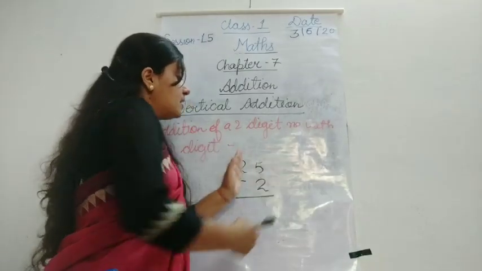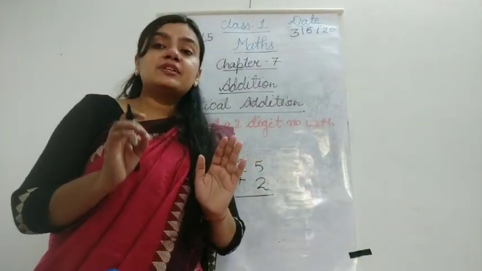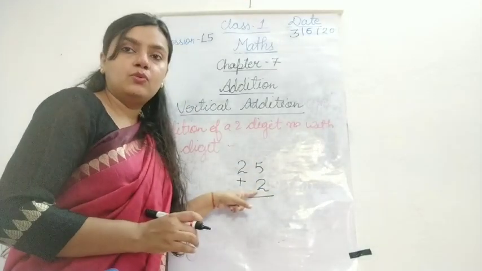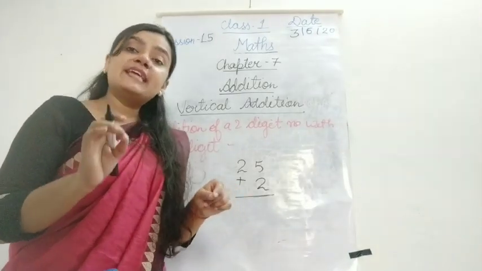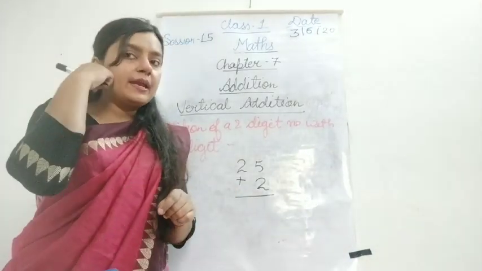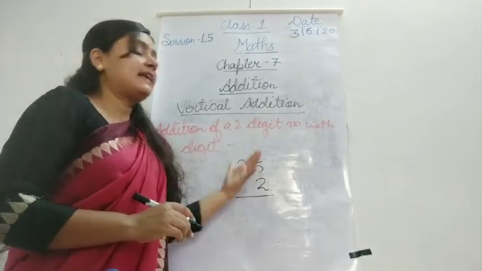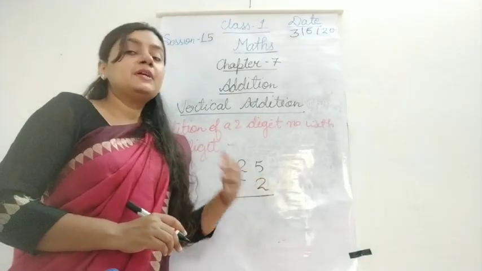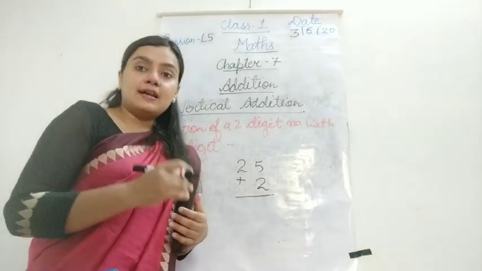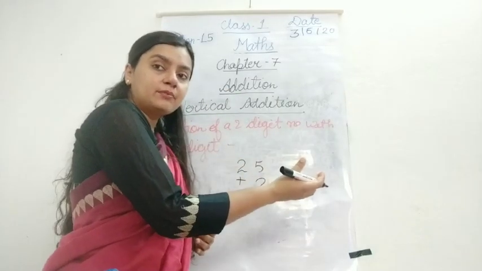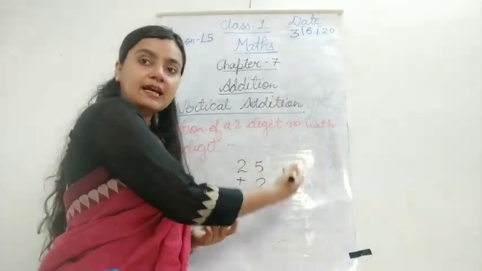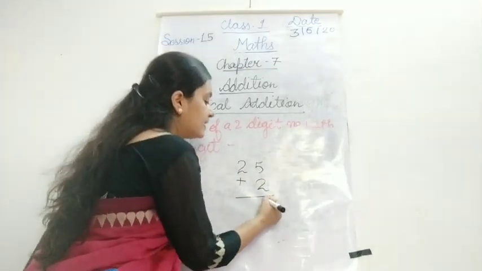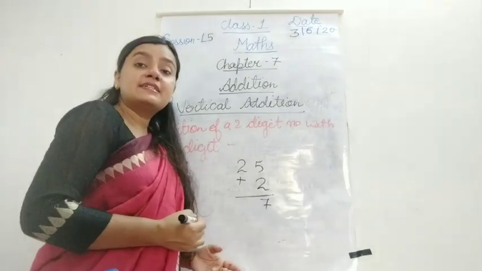Here we will start from this side: 5 plus 2. See here, after 5 I have written 2. The question must be written the same way, same to same. Ones come under ones, tens under tens. So we start the addition from the back side, which is our right side. 5 plus 2, what number will come? We'll get 7.